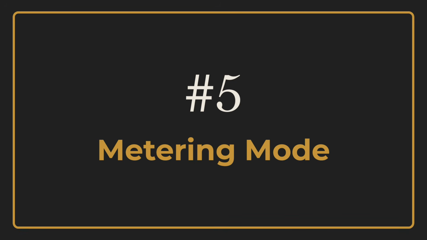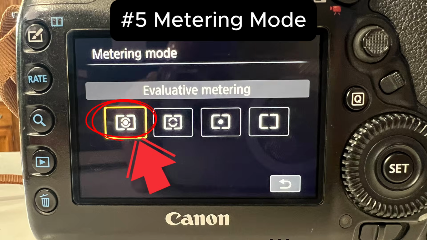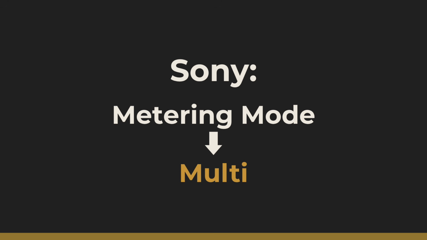And number 5 is worth knowing about just so you can make sure you're not accidentally on the wrong one. Number 5, find your metering mode and make sure it's set to evaluative on Canon, matrix on Nikon, or multi on Sony. This tells your camera how to read the scene when you're setting your exposure. Evaluative mode reads the whole frame, and for natural light, that's what you want. So it's worth knowing where this setting lives in your menu so you're not accidentally on spot metering without realizing it. 5 down and 3 to go.